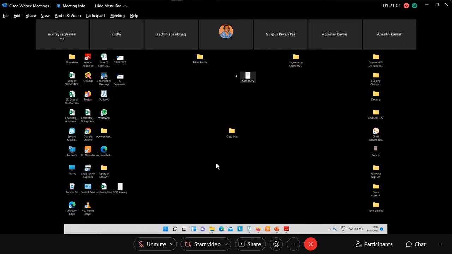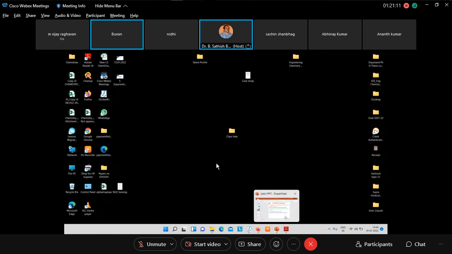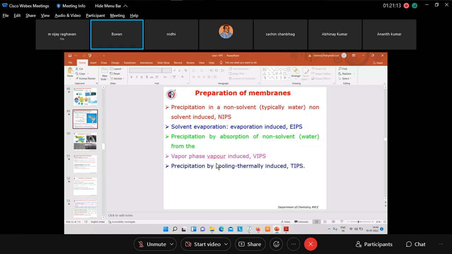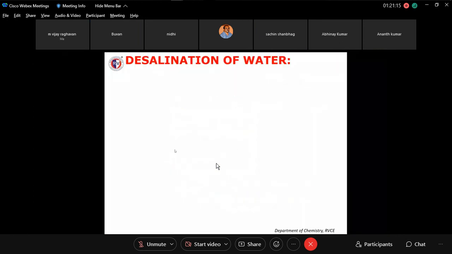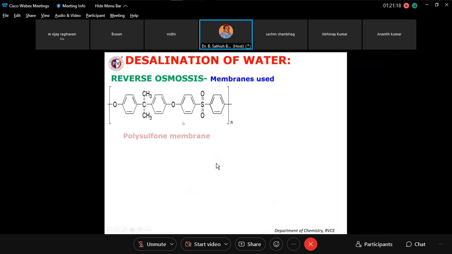Sir, can you repeat why polysulfone membrane is used? See here, this is the polysulfone membrane. The main advantage of this membrane is that it has hydrophilic groups. Hydrophilic means water-attracting groups. And it has some hydrophobic groups also.